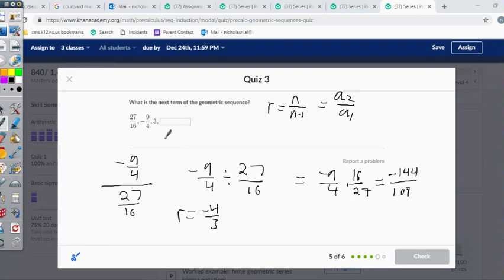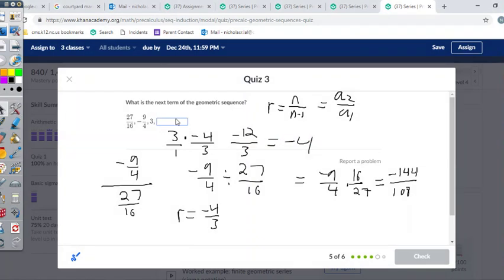So our next term is going to be equal to 3 times negative 4/3. So 3 times negative 4 is going to be negative 12, and then negative 12 divided by 3 is going to be negative 4. So the next term is going to be negative 4.